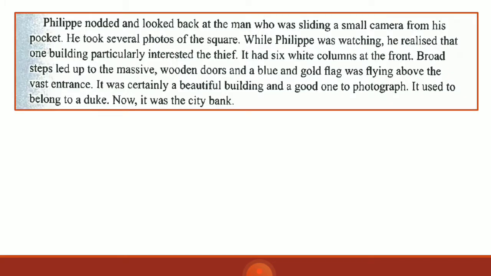Okay, next paragraph. Let's read together. Philippe nodded and looked back at the man who was sliding a small camera from his pocket. He took several photos of the square. While Philippe was watching, he realized that one building particularly interested the thief. It had 6 white columns at the front. Broad steps led up to the massive wooden doors, and a blue and gold flag was flying above the vast entrance. It was certainly a beautiful building and a good one to photograph. It used to belong to a duke, now it was the city bank.